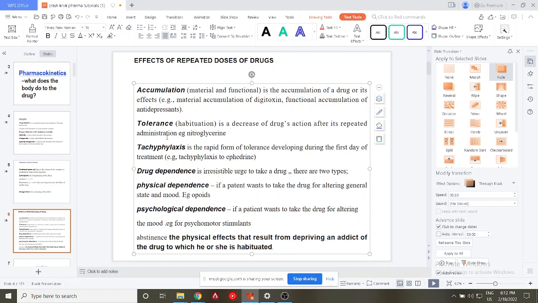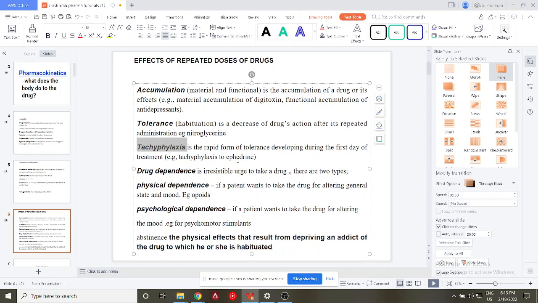So take note of the difference between tolerance and tachyphylaxis. Tachyphylaxis is a rapid form of tolerance that develops during the first day of treatment. The main difference between tolerance and tachyphylaxis is the time. Tolerance takes days, weeks, or months, but tachyphylaxis is very, very quick. It takes minutes, hours, or within a day. So take note of the difference between tachyphylaxis and tolerance.